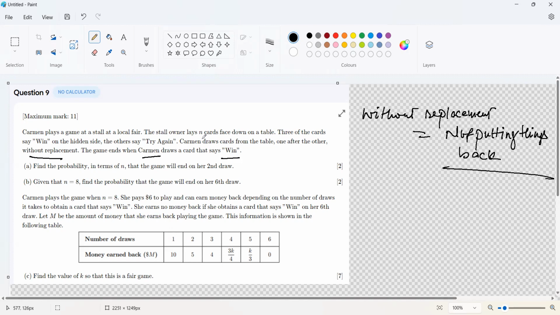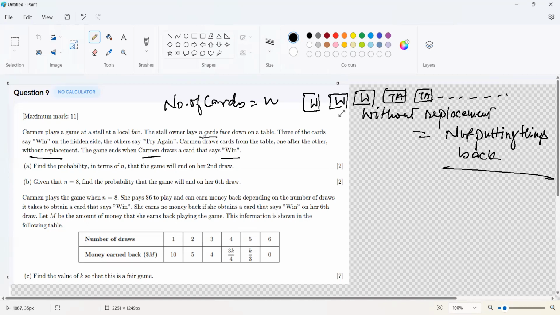We don't have the number of cards. It says that the stall owner lays n cards, so the number of cards is n. Three among them have win written on them. The rest of them say try again. I don't know how many try again cards there are, but three are the win.